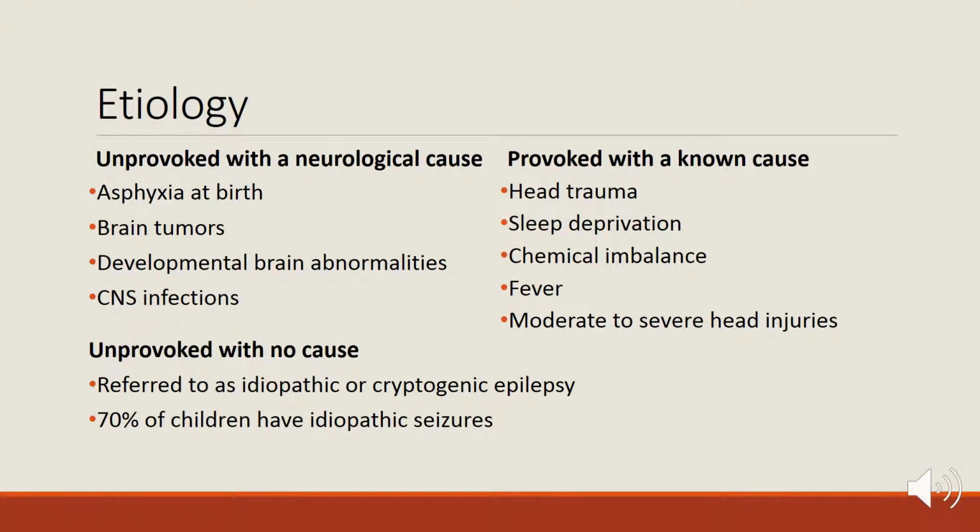Seizure disorders occur unprovoked with a neurological cause, such as asphyxia at birth, brain tumors, developmental brain abnormalities, or infections in the central nervous system. They can also occur unprovoked with no cause. This is referred to as idiopathic or cryptogenic epilepsy. 70% of children have these types of seizures.